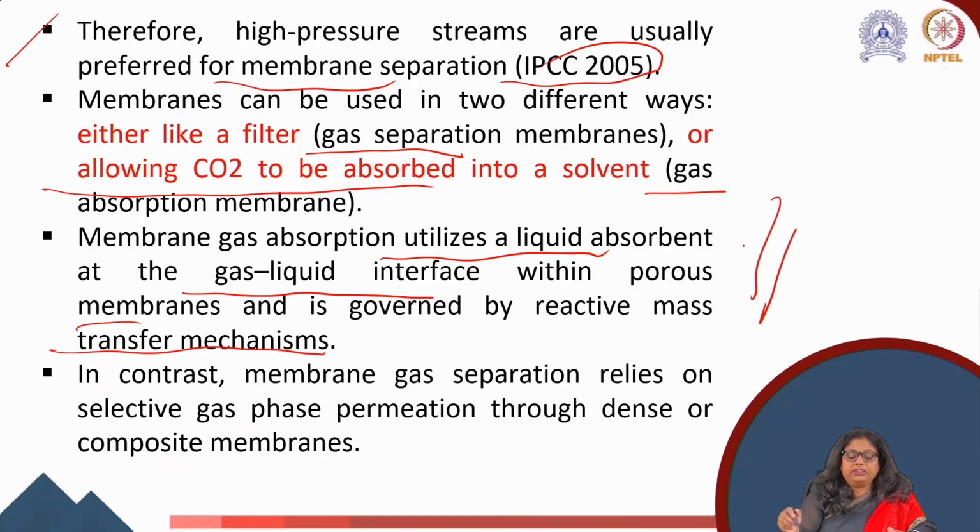So the membrane can be used in two different ways, either like a filter. In the case of a gas separation membrane, gas will pass through it, and CO2 will be blocked or retained on the membrane. Otherwise, we allow CO2 to be absorbed into the solvent. This is the case of the gas absorption membrane.